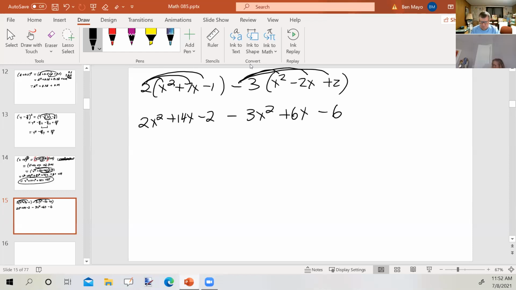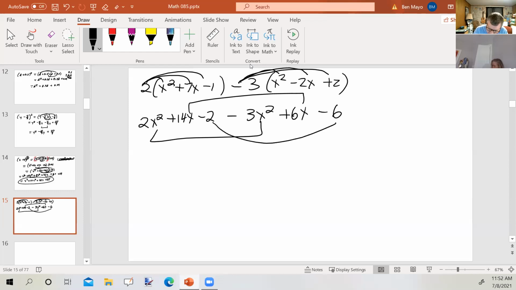All right. So we've done the multiplication, order of operations, multiplication and division, whichever comes first, left to right. Then addition and subtraction, whichever comes first, left to right. Here we're going to combine like terms. Those go together, and those go together. 2x squared minus 3x squared is negative 1x squared, or just negative x squared. 14x plus 6x is plus 20x, and minus 2 minus 6 is minus 8. I'm getting confused on what operation's going on here. All right.